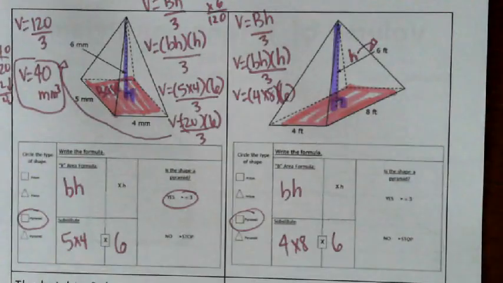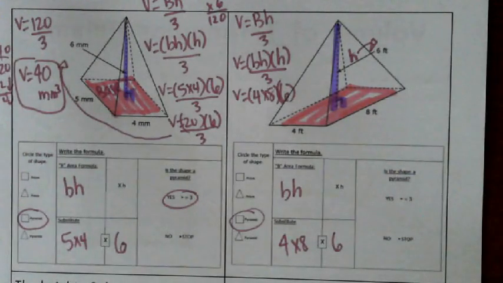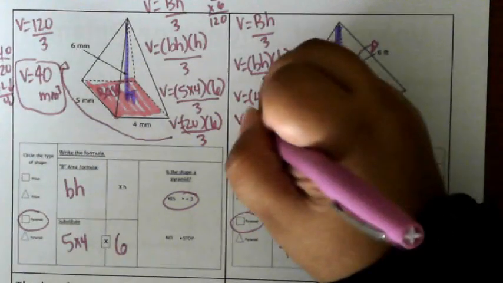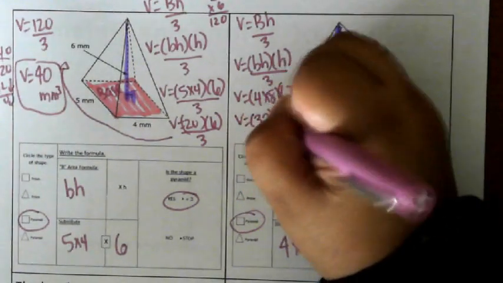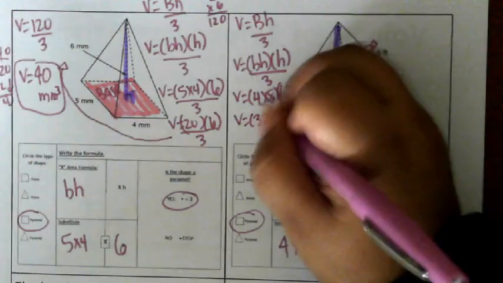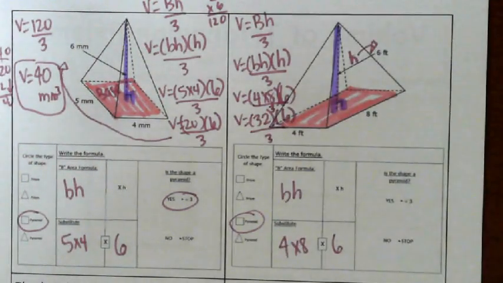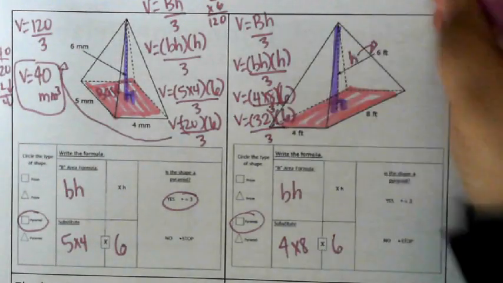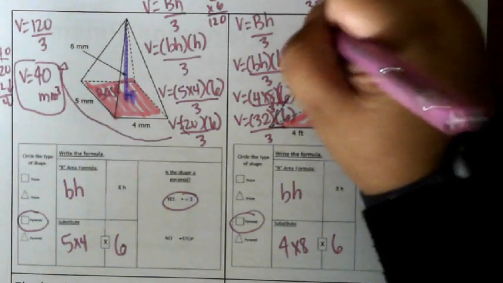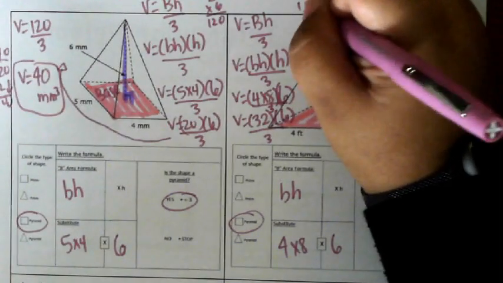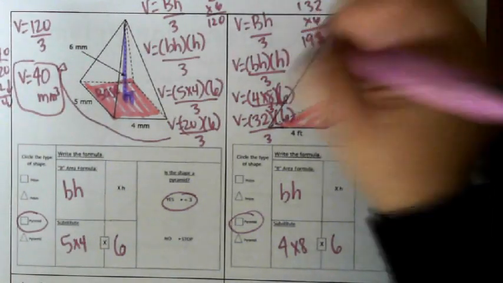Yes. Okay, so volume is equal to 32 times 6, all divided by 3. I forgot divided by 3 up here, so let's write that up there. Now I'm going to do 32 times 6 over here. 6 times 2 is 12. 3 times 6 is 18, plus 1 is 19. I'm going to move this over here too because I ran out of space. So volume is equal to 192 divided by 3.